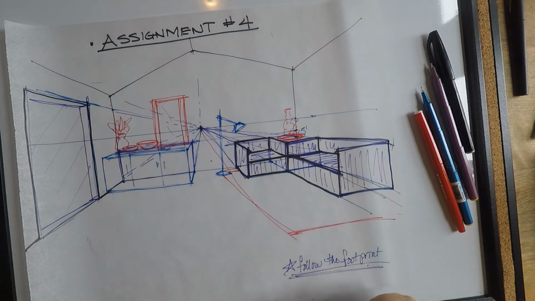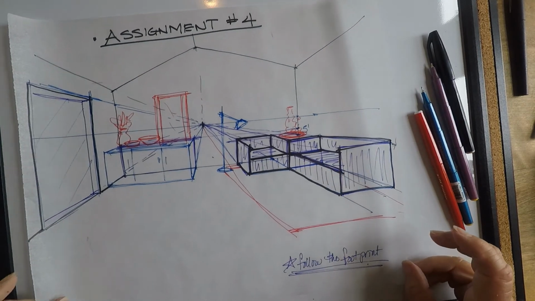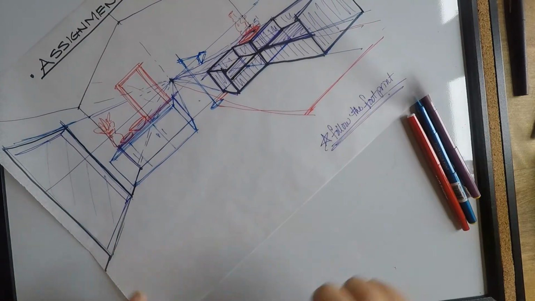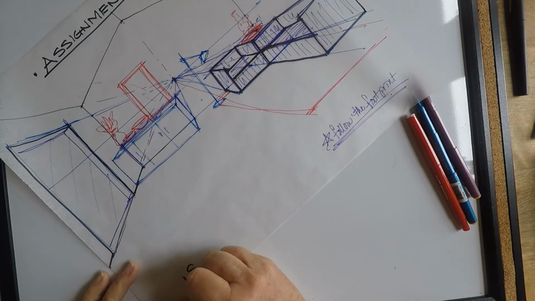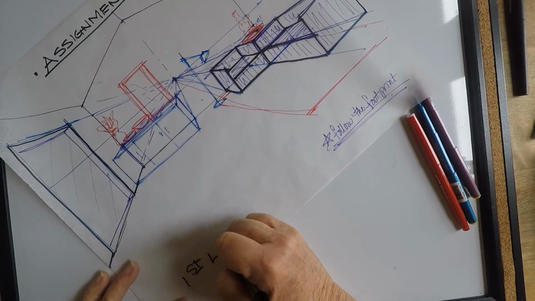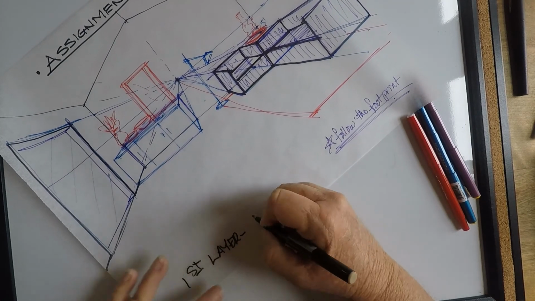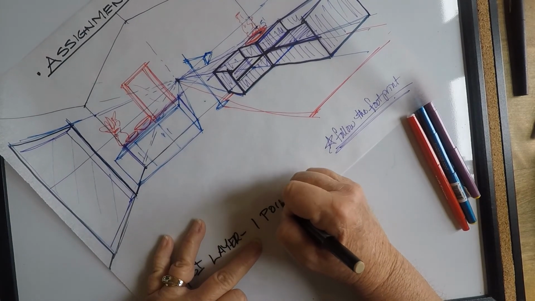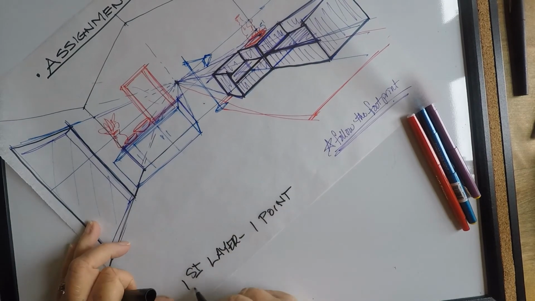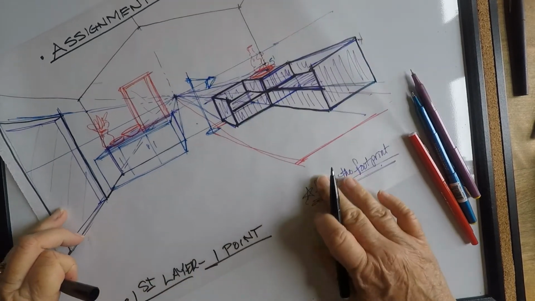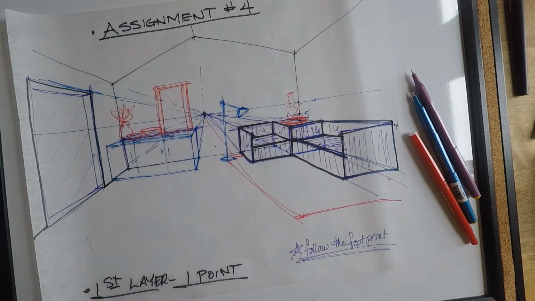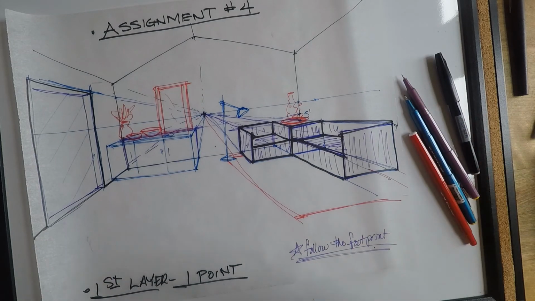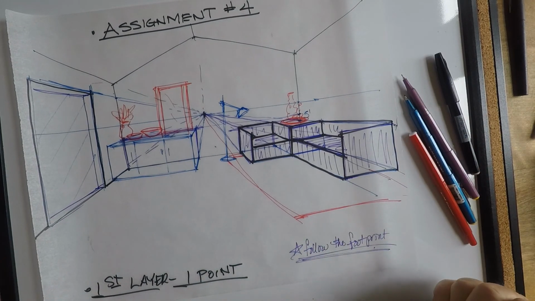The room's in 1 point, of course, since we're doing a 1 point block out. And this will be your first layer for your 1 point. Again, for assignment 5, we will show you how to evolve this through the layering process into a finished rendering with value. Okay, have fun with it.